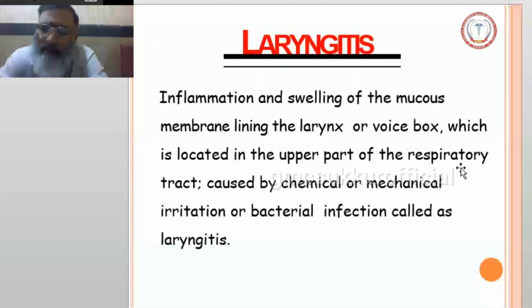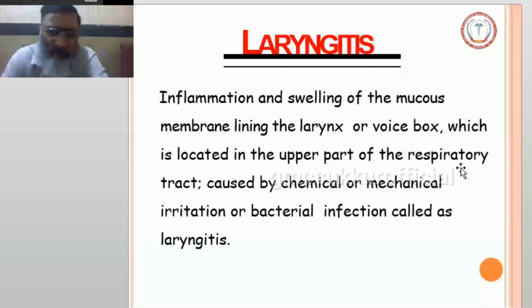If the inflammation goes beyond the mucous membrane, then it is a complication. It will not be labeled as laryngitis, but it will be one of the complications. So when the inflammation is confined to the mucous membrane, it is called laryngitis. And for this laryngitis, the reason may be chemical, upper respiratory infection, mechanical, or certain irritations from dust, and it may be viral or bacterial.